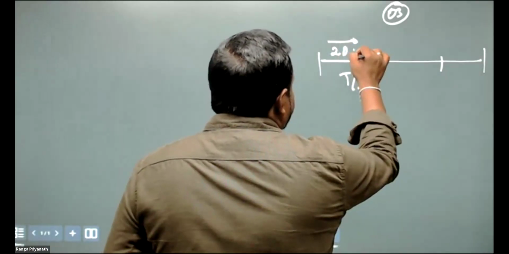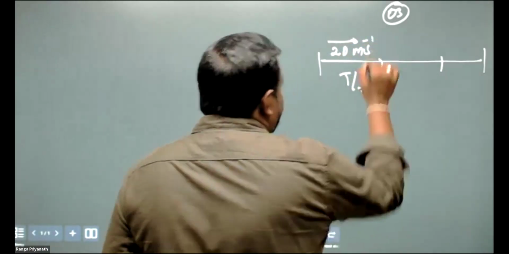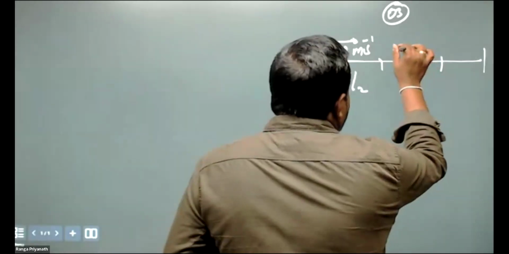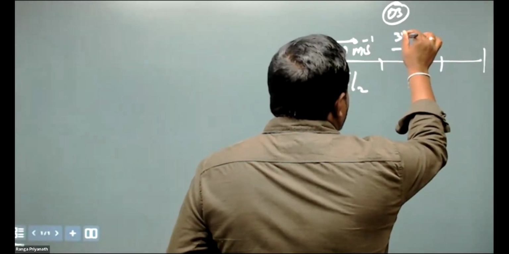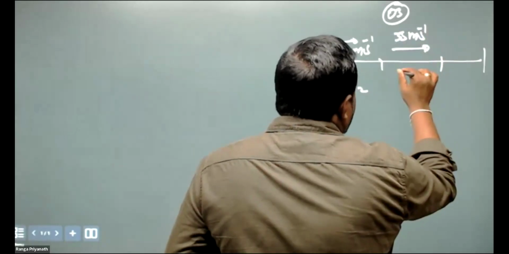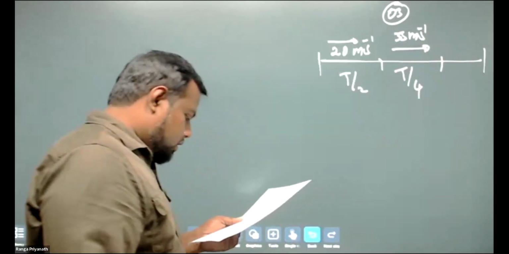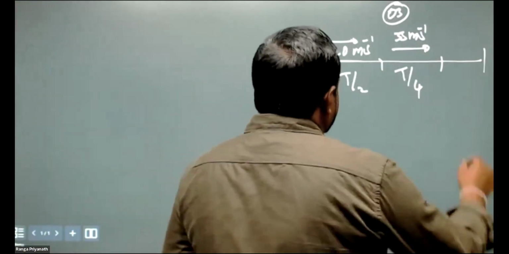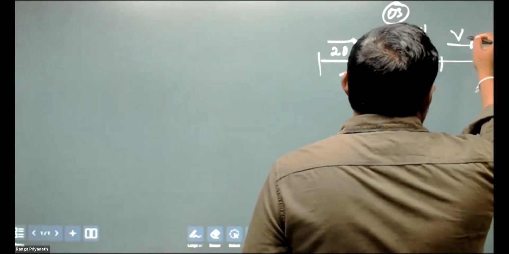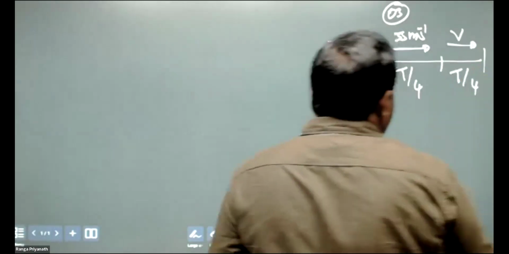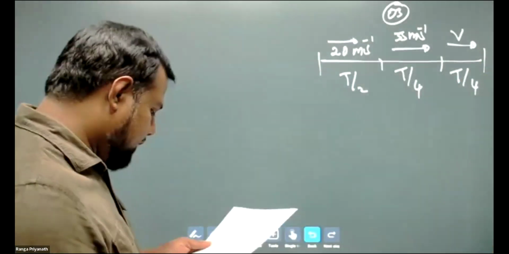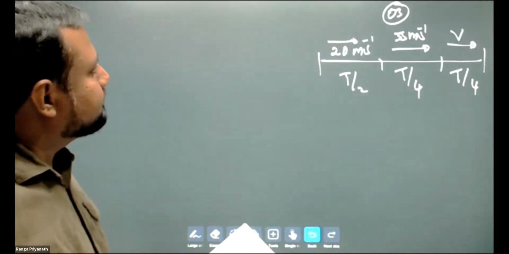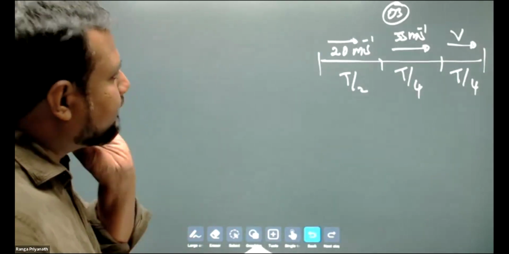This must be 20 m/s. So one-fourth of the time at the speed of 35, from here to there, for T by 4. And the rest at the speed of v, for T by 4. Find the value of v.